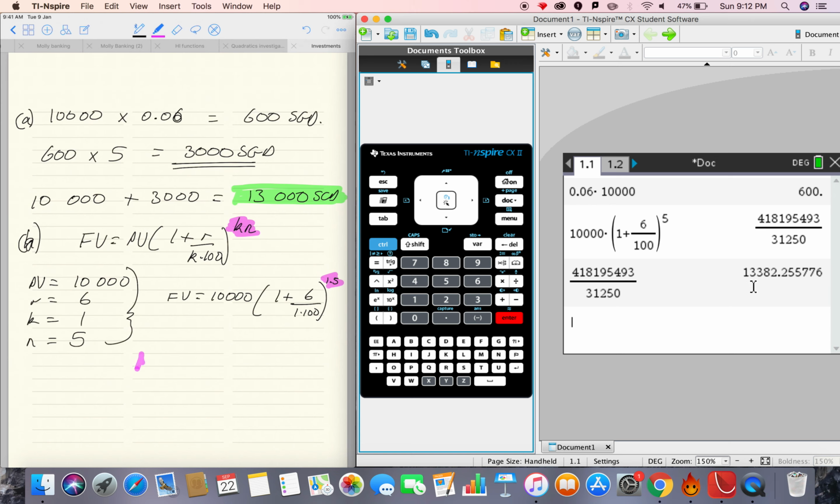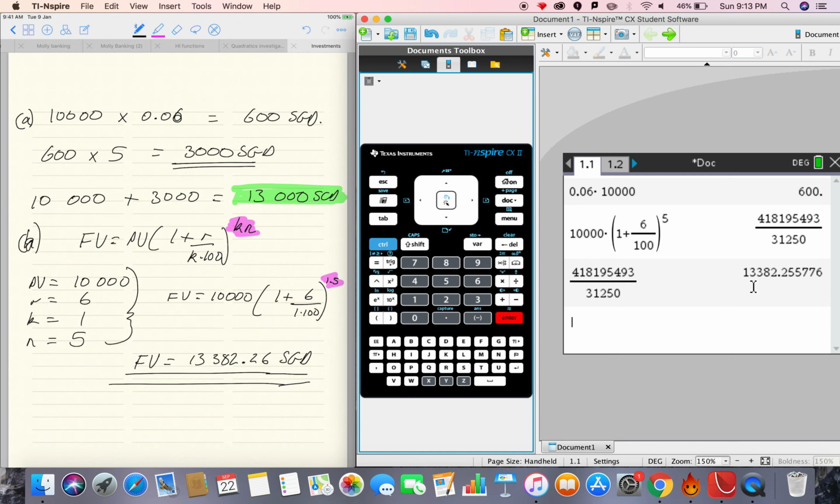So if we write that down, let me just get rid of that pink. So the final value is 13,382.26. I think it makes sense to round to 2 decimal places. Certainly that is how SGD works. Most currencies around the world are 2DP, but there are a few that have 3DP.